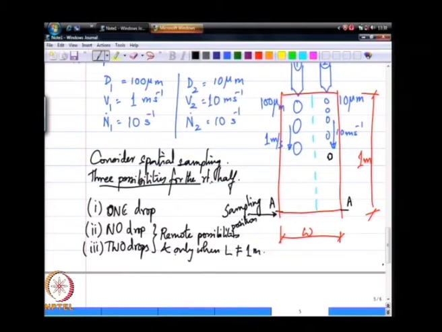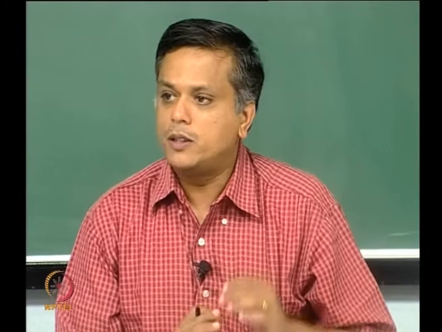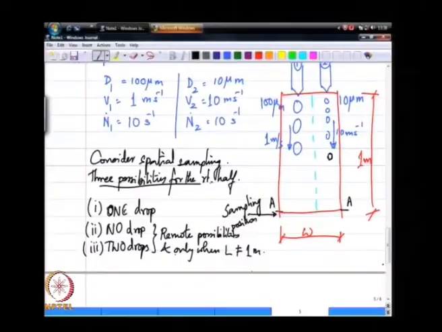Okay, if L equals 1 meter, then if this is exactly mathematically correct, I will only see one drop; the drop has to exit before I see the other drop. So really speaking, the only possibility we want to look at seriously is this one drop of 10 microns. That is the only possibility.